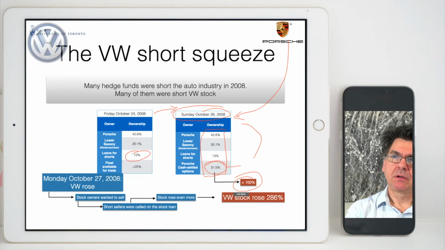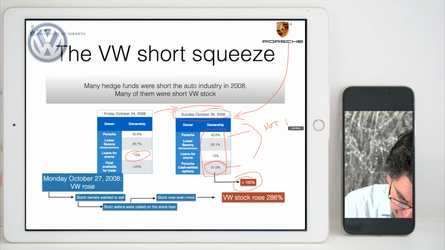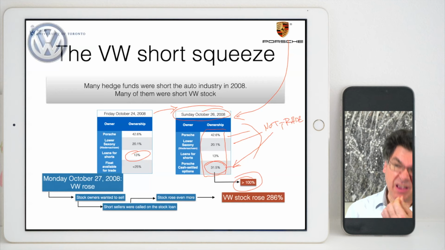We already saw that this does not trade. This does not trade. This does not trade. And this is not going to trade. They're just buying the stocks. They're not going to sell them. What does that mean? That means that all of this is more than 100%. So people knew immediately when this announcement was made on Sunday. People knew what was going to happen on Monday. What was happening on Monday is a very famous short squeeze.